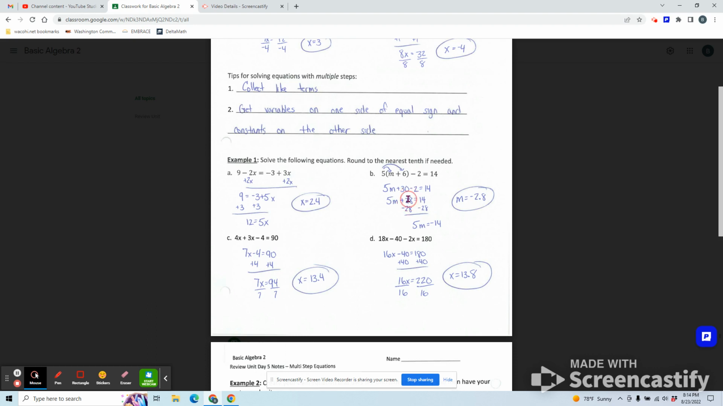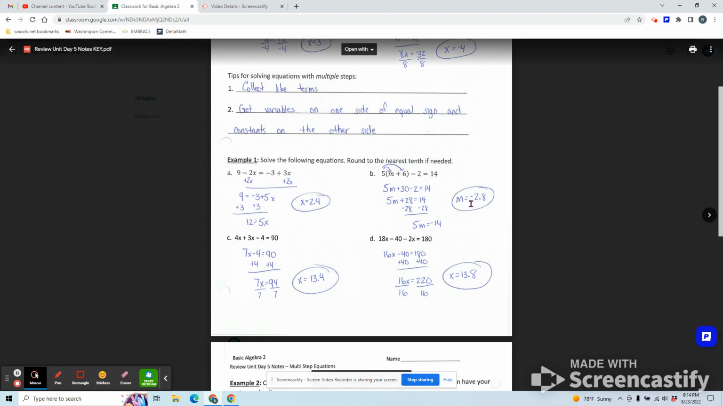So here it says plus 28. I need to subtract 28 from both sides. 28 minus 28 is 0. I'm left with 5m on that side. 14 minus 28 is negative 14. So now to undo multiplication, because this is 5 times m equals negative 14, I will divide by 5 and get negative 2.8.